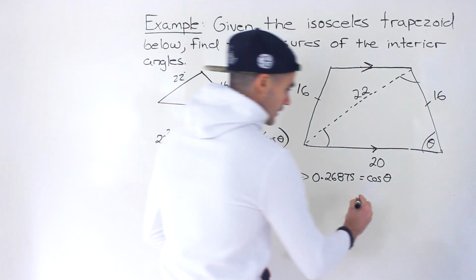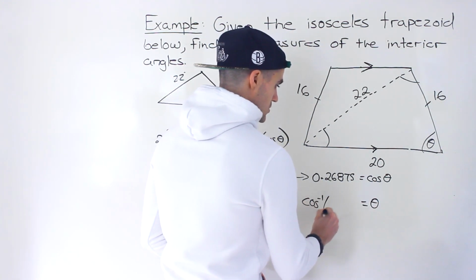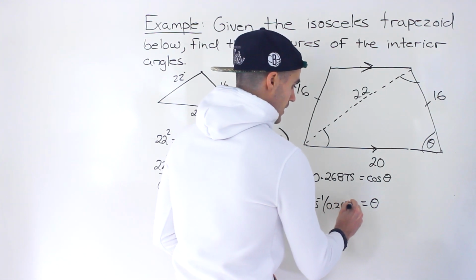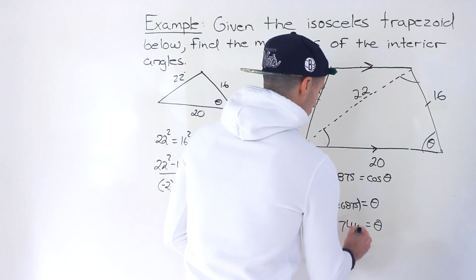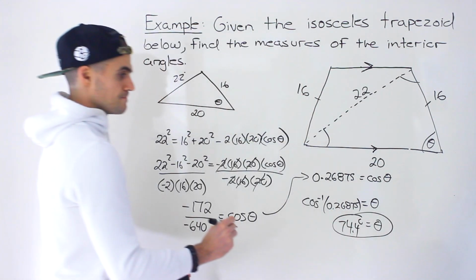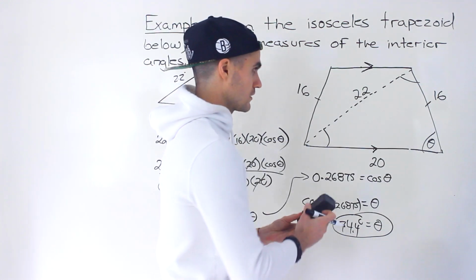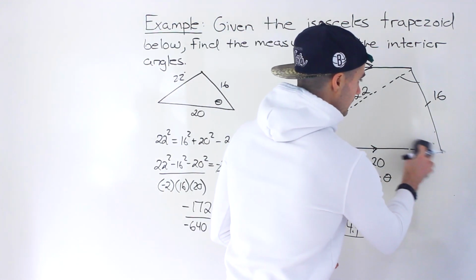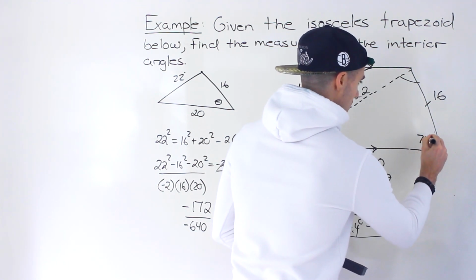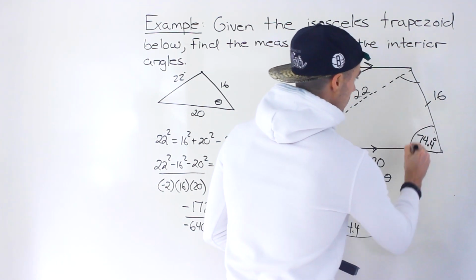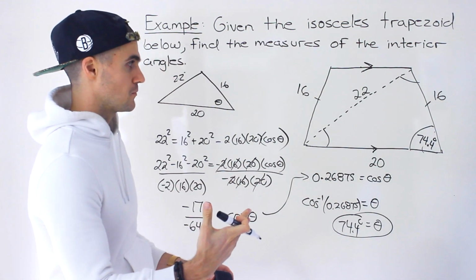To get theta by itself, you take the cos inverse of this ratio, and you get approximately 74.4 degrees. So that would end up being theta, that's this angle over here. And at this point, we are pretty much done, or at least we don't have to use any sort of trigonometry anymore.